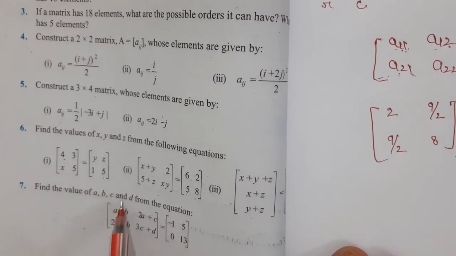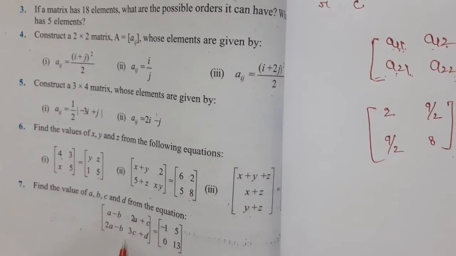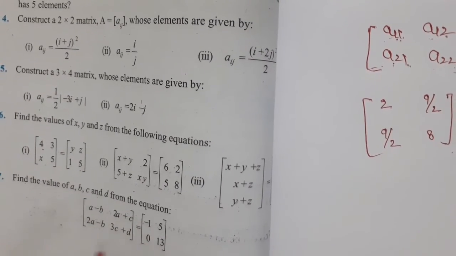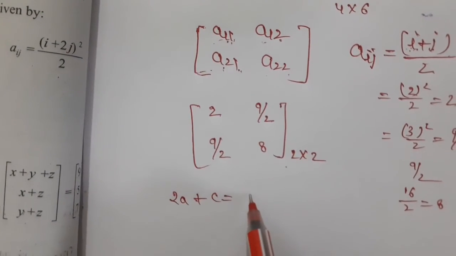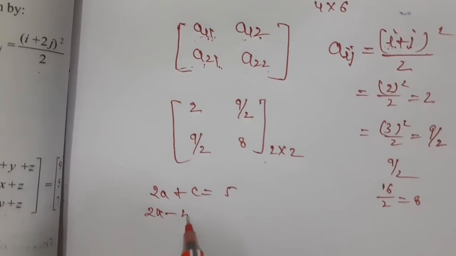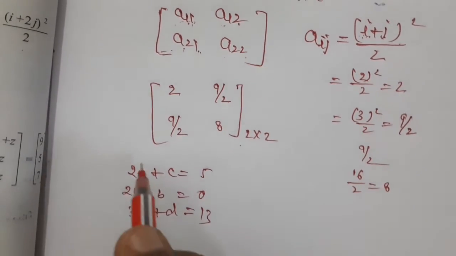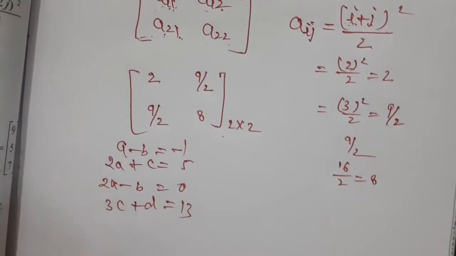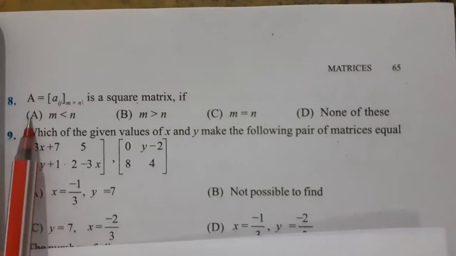Similarly, you can solve question number 7. Find the values of a, b, c, d from the given equation. If two matrices are equal, this implies that corresponding elements are also equal. You can write a minus b equal to minus 1, 2a plus c equal to 5, 2a minus b equal to 0, 3c plus d equal to 13, and the first equation a minus b equal to minus 1. With the help of these equations, you can find the values of a, b, c and d. This question is generally a 2 mark question in the board examination.